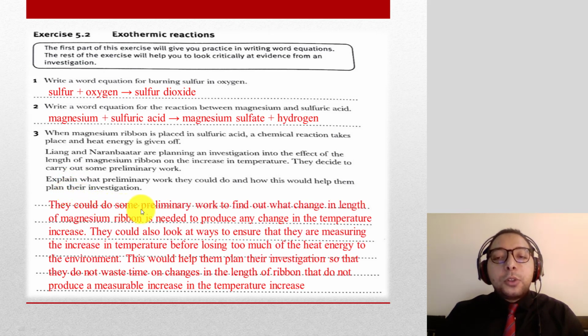So first of all, the work that they need to do is to find out what change in length of magnesium ribbon is needed to produce a change in the temperature. So they need to ensure that they are measuring the increase in temperature before losing too much of the heat to the environment. They need to control this factor. They need to make sure that they can measure the heat produced before losing the heat to the environment. This could help them plan their investigation so that they don't waste time on changes in the length of ribbon that don't produce a measurable increase in the temperature.